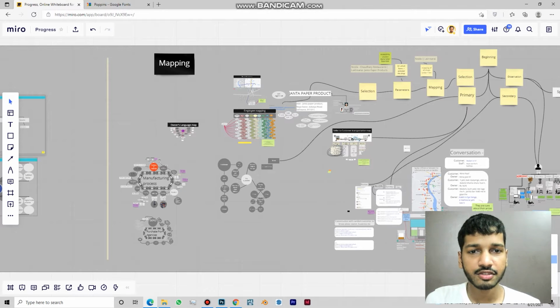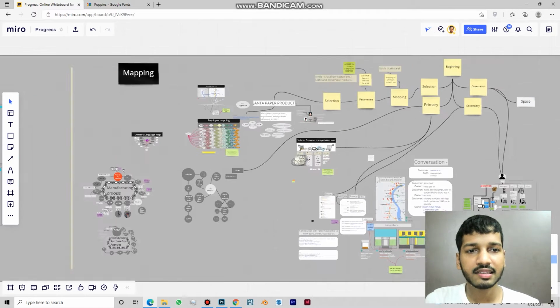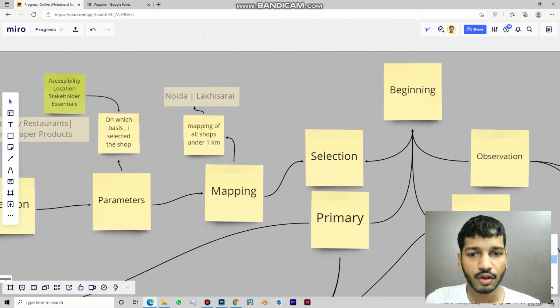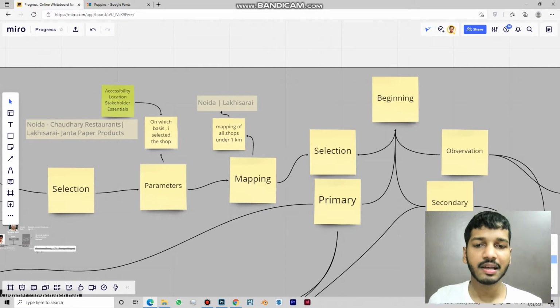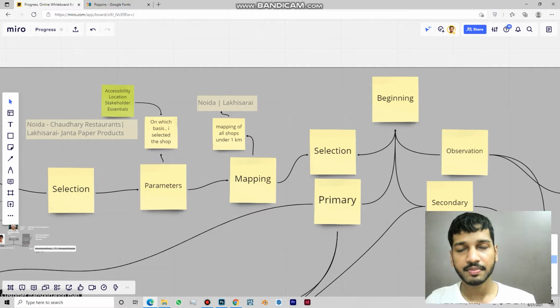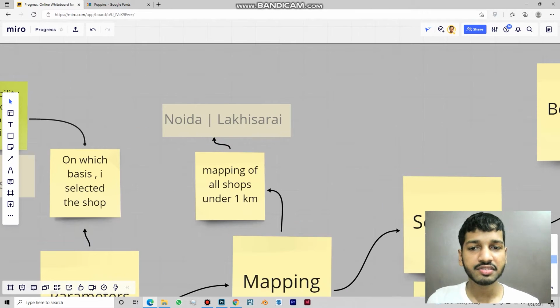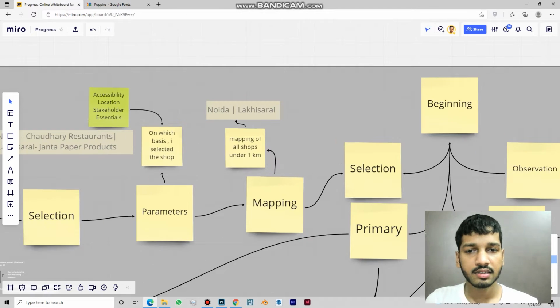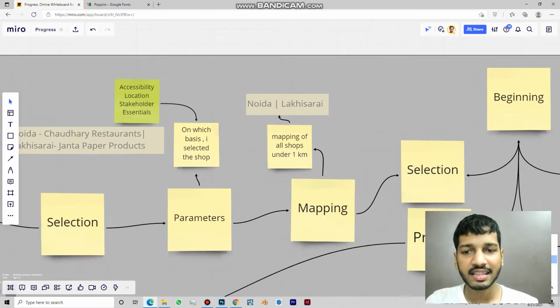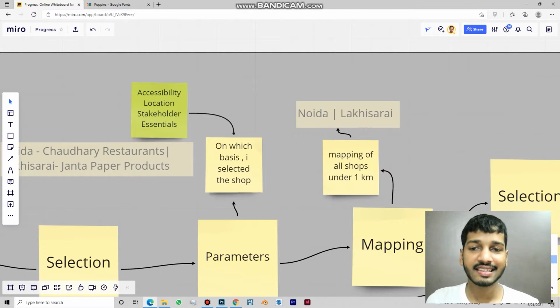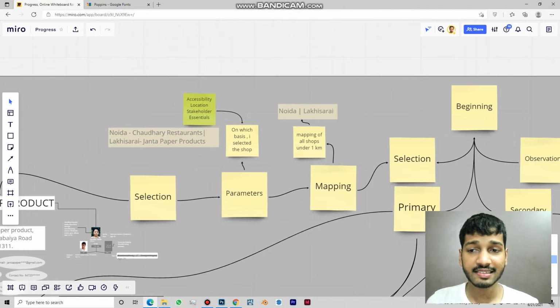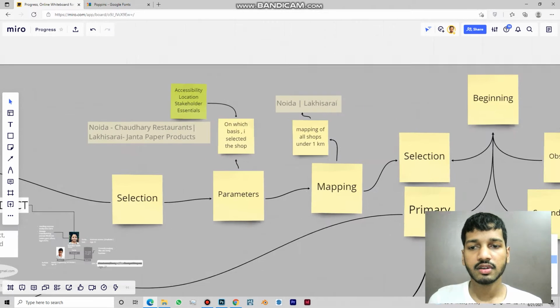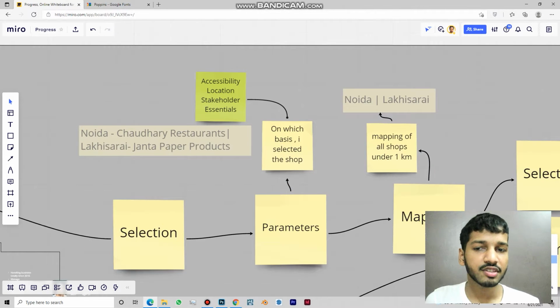Now we have reached the mapping part. So the beginning part was the selection of the shop. The selection started with the mapping process, where we mapped 1 kilometer of business around us. At that time I was in Noida, so I mapped Noida. The parameters on the basis of which we were going to select the shop were accessibility, location, stakeholder, essentials. So the shop that I selected at that time was Chaudhary Restaurant.